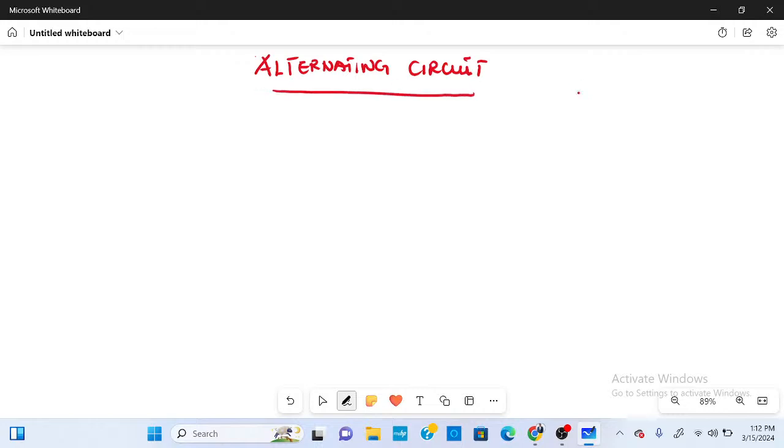So whenever you have a circuit where the quantity, whether a current or a voltage, across the conducting wire is alternating, then this circuit is termed as an alternating current circuit or alternating voltage circuit. You get it?